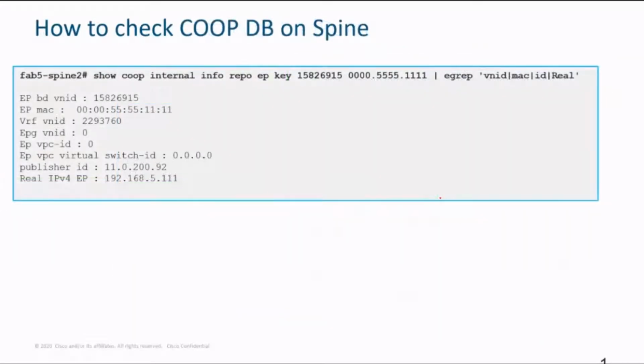Notice here I'm attached to the spines, so the COOP database runs only on the spines. And I'm running this really long command. I'm not going to cover every word of it for you. But remember, this is the bridge domain VNID, and then this is the MAC address of the endpoint we're looking for. And then we're egrepping, because if we don't put all this egrep in, the COOP database is large. We'll get a lot of output.